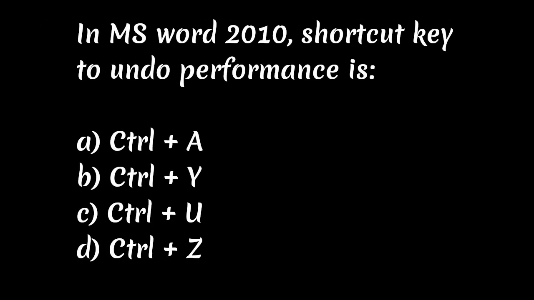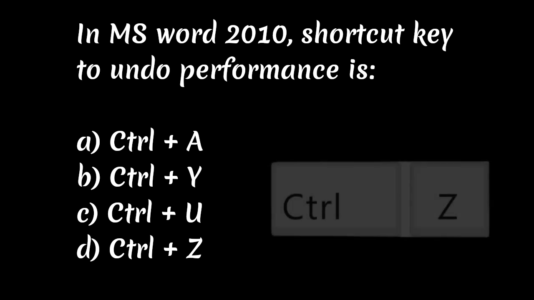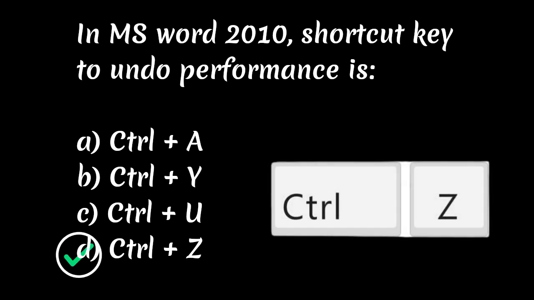Question 16. In MS Word 2010, shortcut key to undo performances. A. Control A. B. Control Y. C. Control U. D. Control Z. Answer D. Control Z.